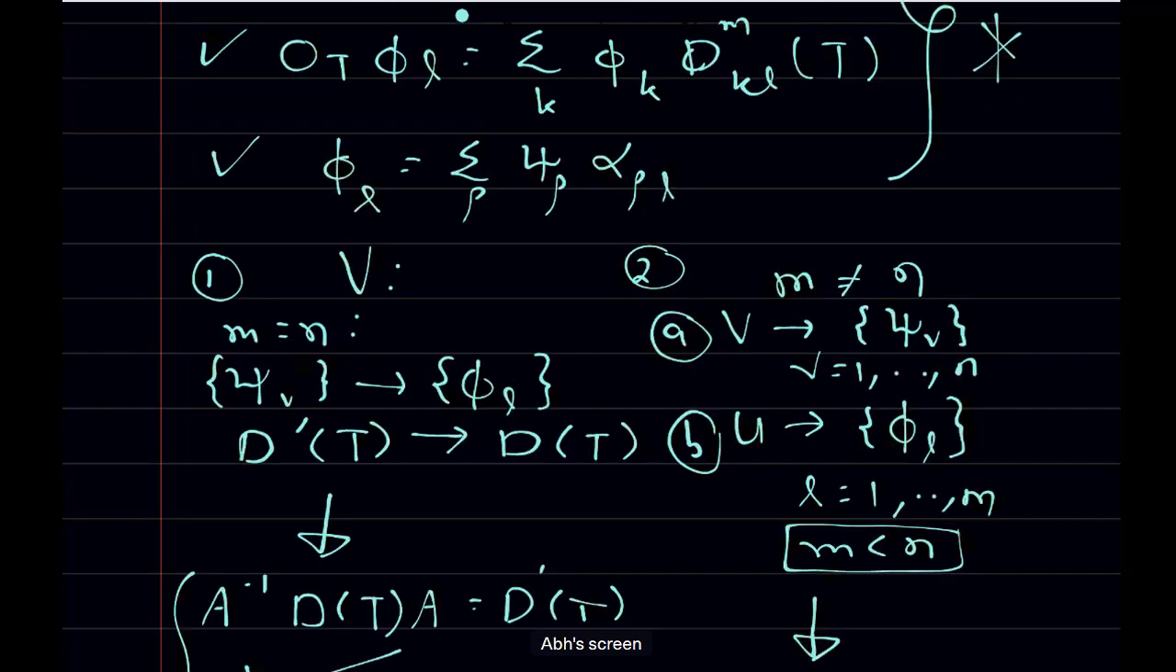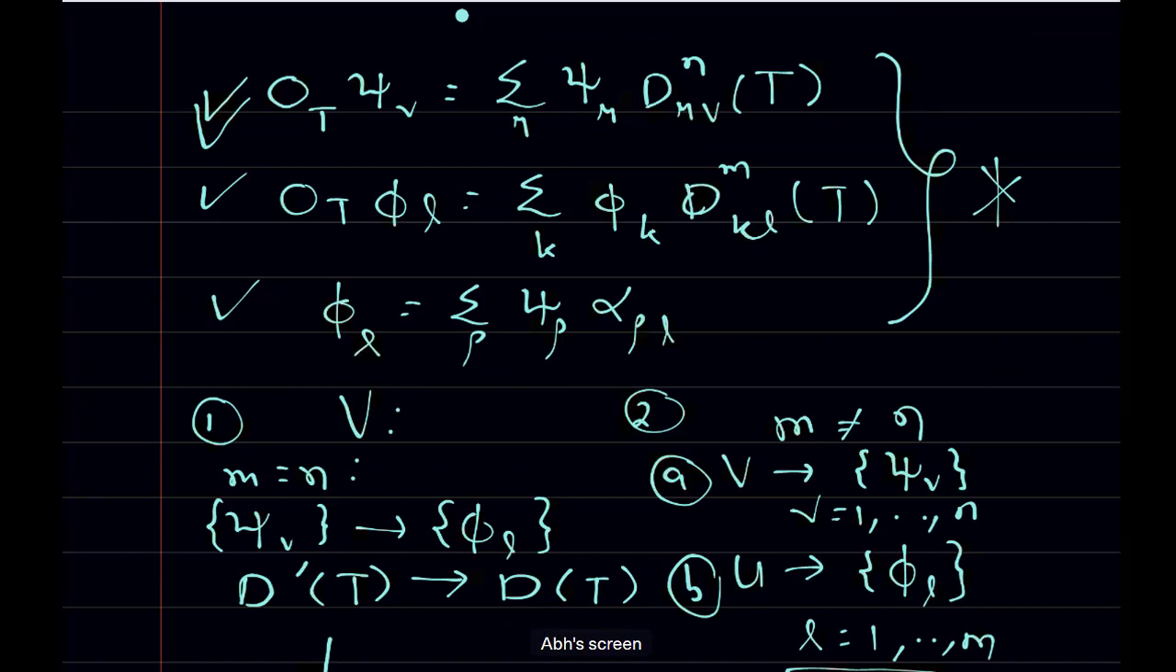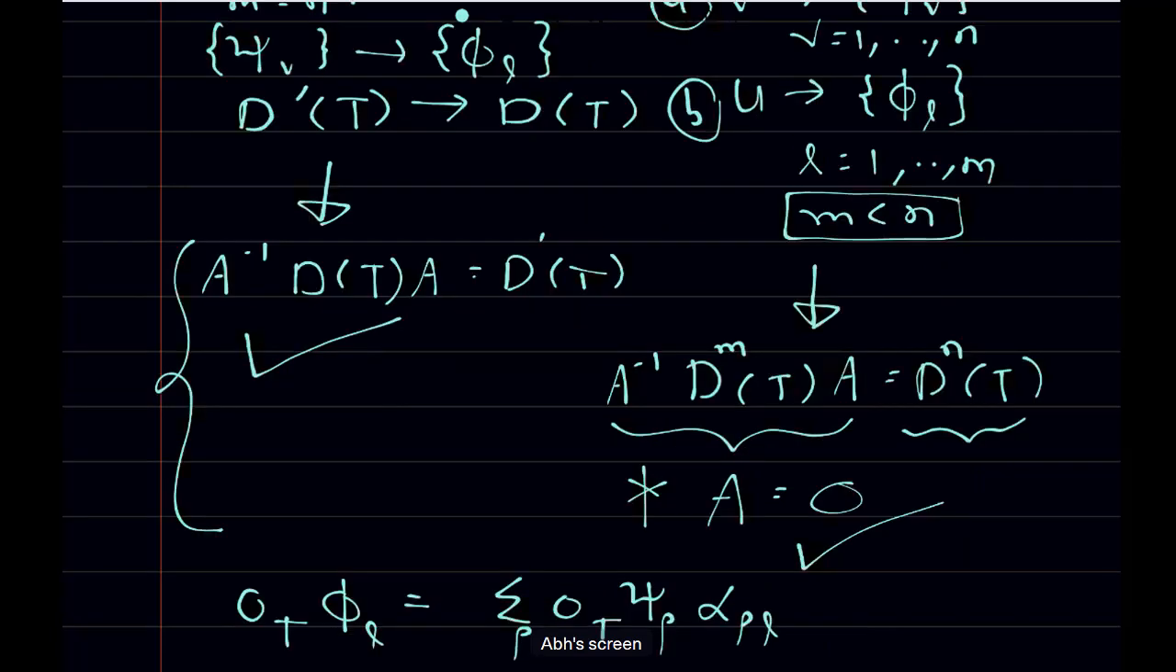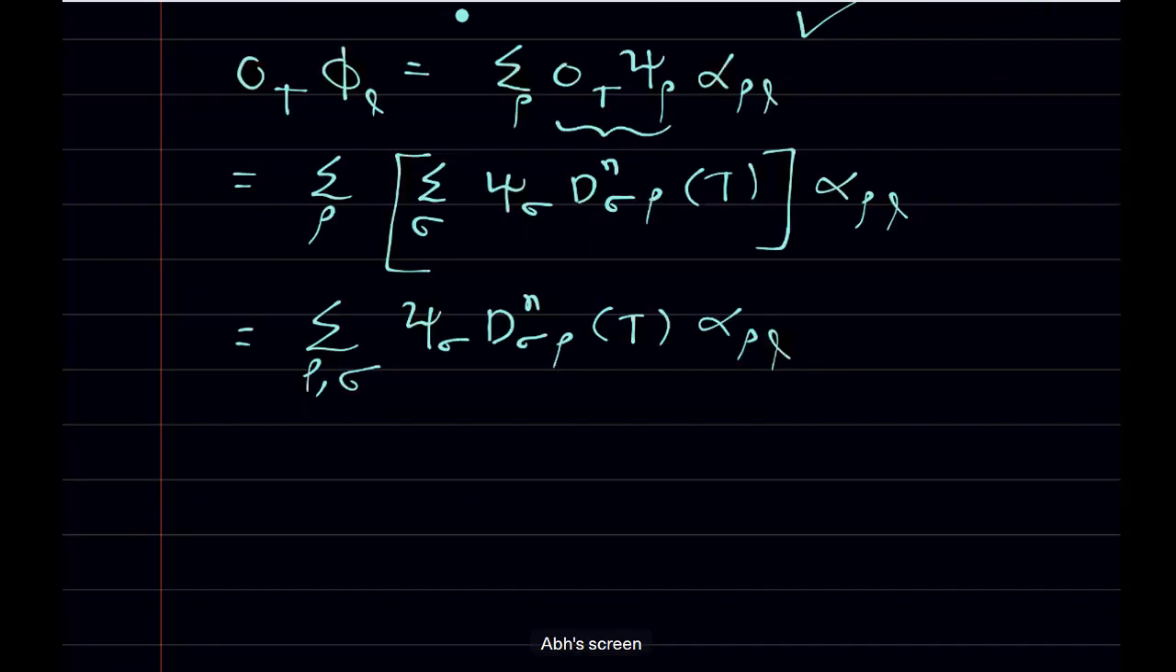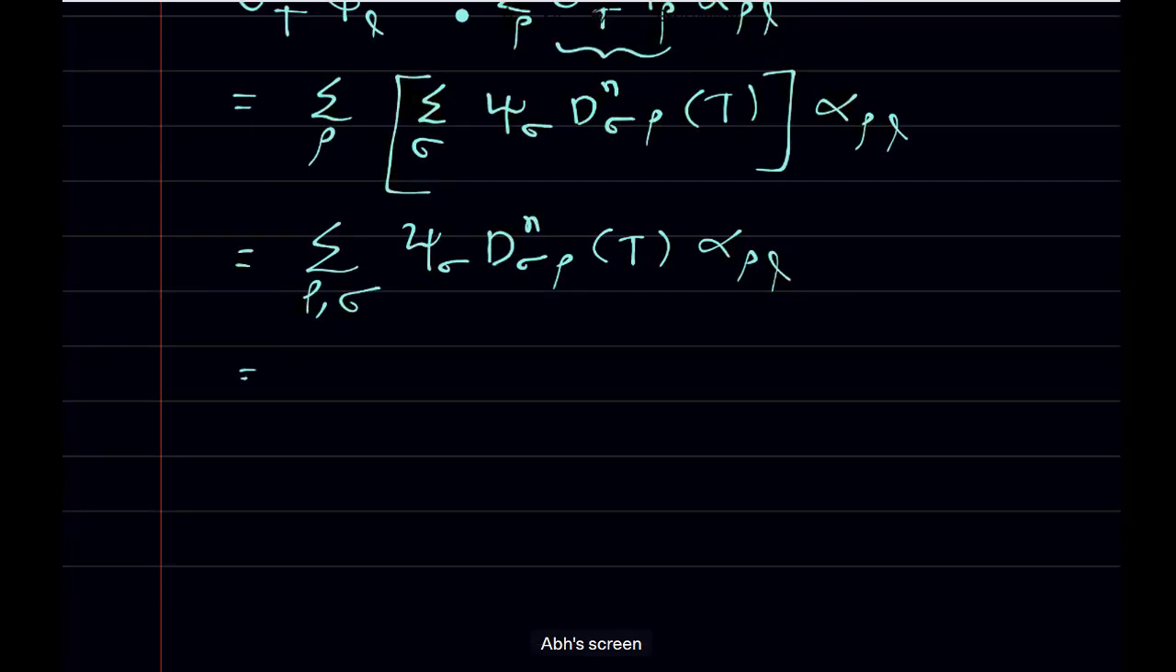Then this thing can be written in a very simple way as summation rho comma sigma psi sigma. So I'm writing the same stuff, just removing the summation. This is what you get. It's very simple. Then what is the next step? What do you see? You see alpha rho L. Keep it here. And now remember that you started with what?